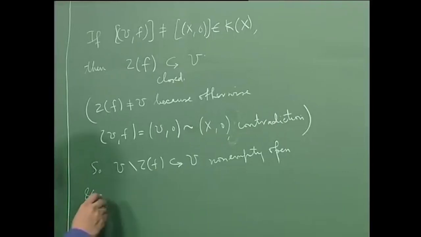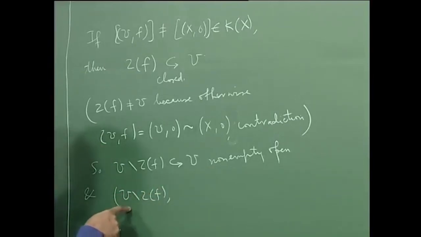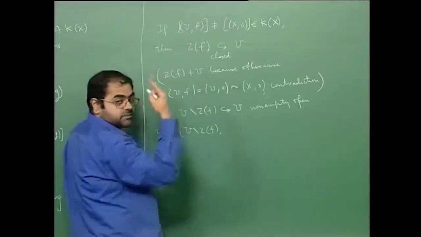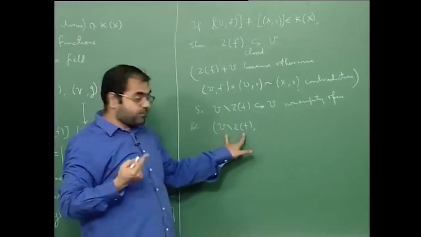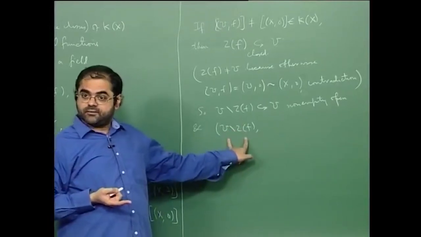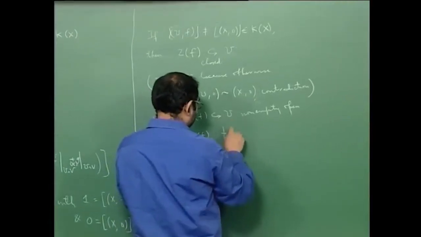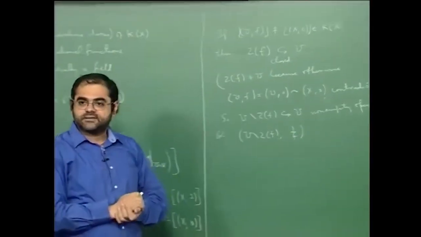So what happens is that you will get this open subset U minus Z(f) of U, a non-empty open subset, and mind you, it is dense in X itself. It's a non-empty open subset of U, and U is a non-empty open subset of X. So this is a non-empty open subset of X. So it is irreducible, it is dense, it's a huge open set. And on this, I have the function 1/f. 1/f is certainly a regular function on that.